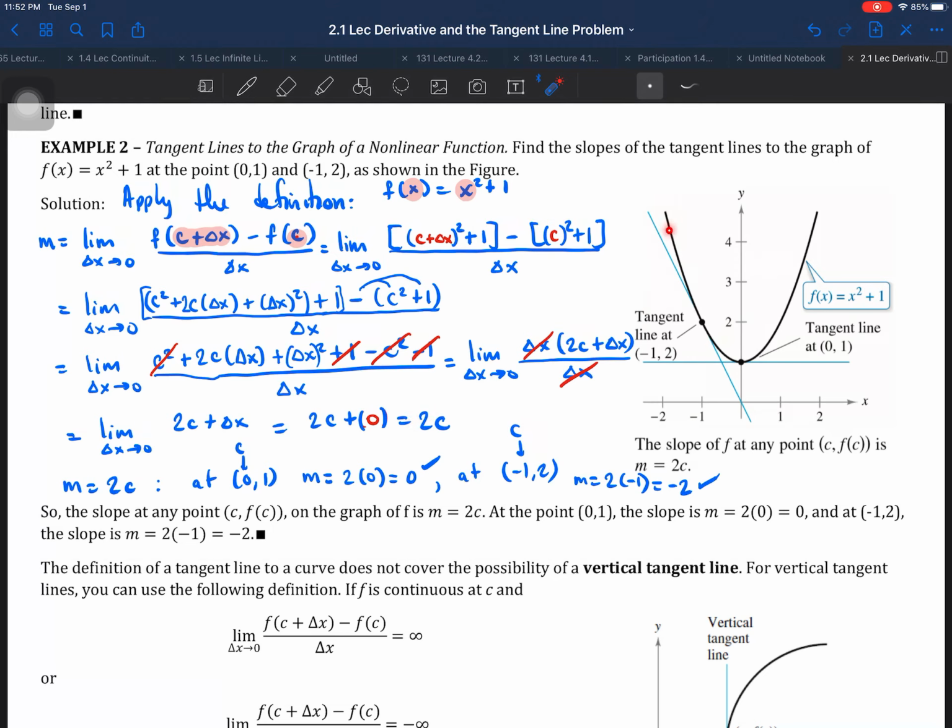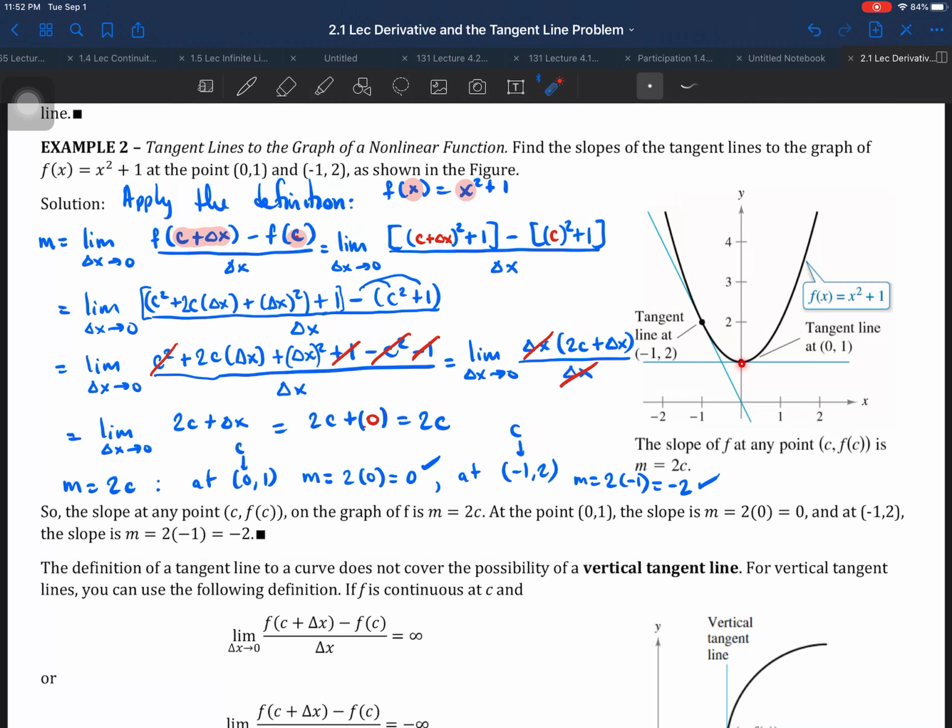You can find the slope at any point on the graph by replacing the x value with c, or replacing c with the x value. So what I'm saying here is, if you want to find the slope at the point 0, 1, I'll take the x value and replace it in for c. So wherever I see a c in my slope formula, I'll replace it with my x value, so 2 times 0. So that gives me a slope of 0.